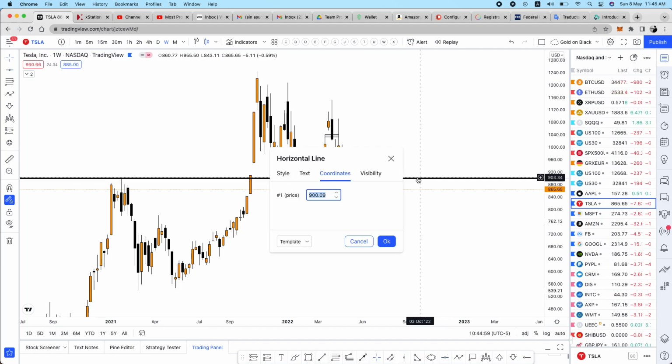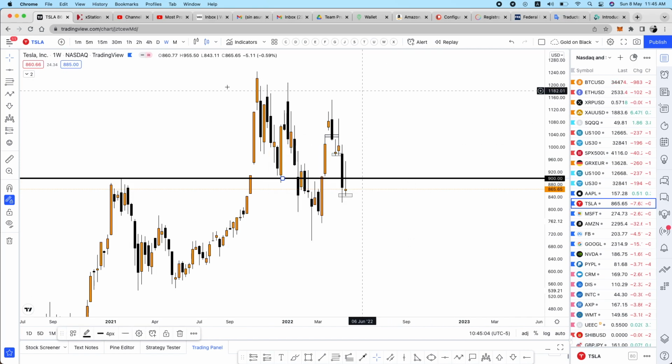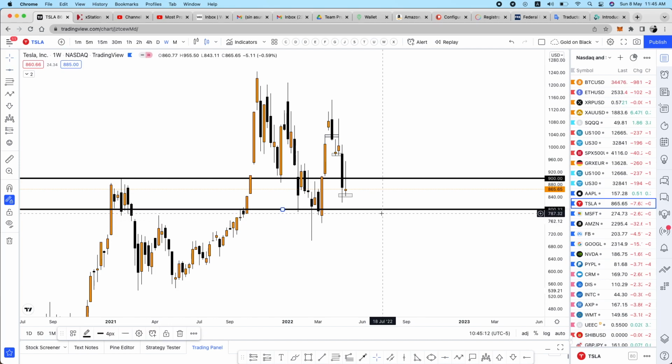900. Okay, 900. It's a nice psychological level right here. It's a nice strong level. You can go after that maybe to the 800, depending on what you want. Let's go first with that.